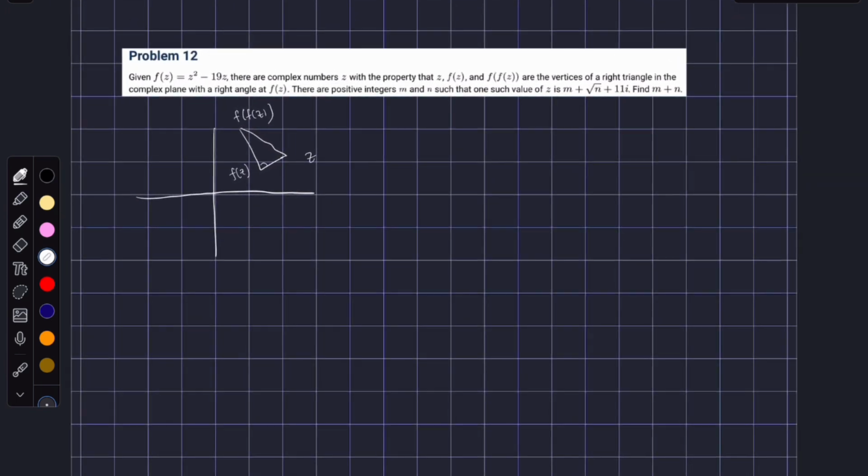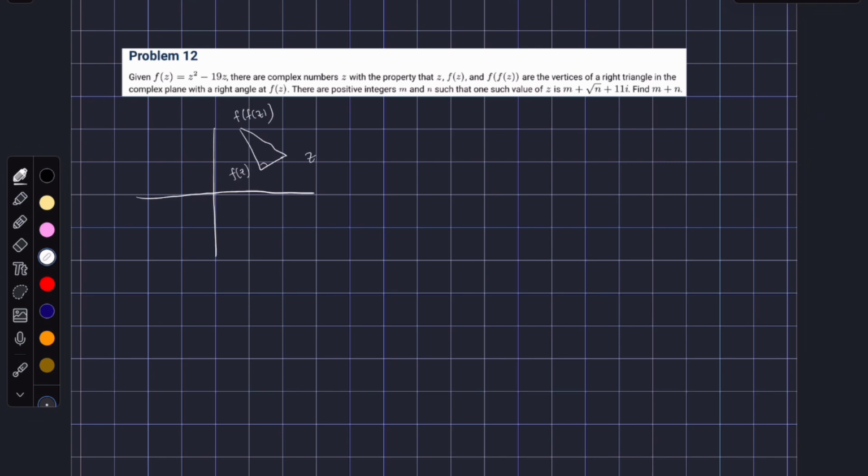Okay? Now, this is when we need to know a fact that if you multiply two complex numbers together, the resulting complex number, the angle or the argument that it has, is the sum of the angles of the two previous ones. So to get from z to f of z, we can see that you've just rotated it 90 degrees as if f of z was the origin. So to rotate a complex number 90 degrees, you would just need to multiply it by i.